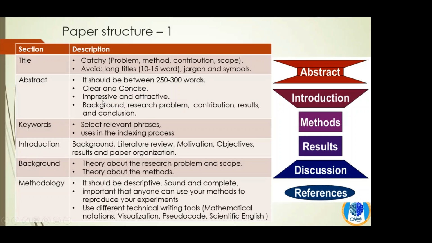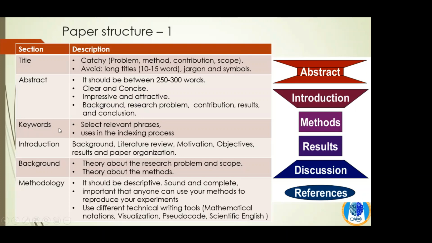The abstract is very important because the first part of the paper that is read by the editor is the abstract, so it should be impressive and attractive. Also, it should contain enough information to summarize the paper. So it should have a background, research problem, contribution, result, and brief information about the results and conclusion.